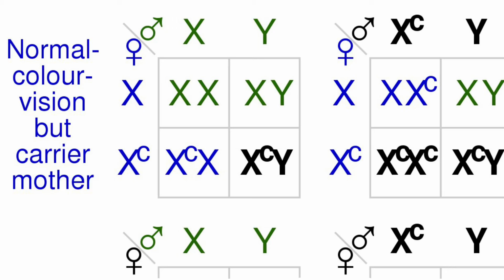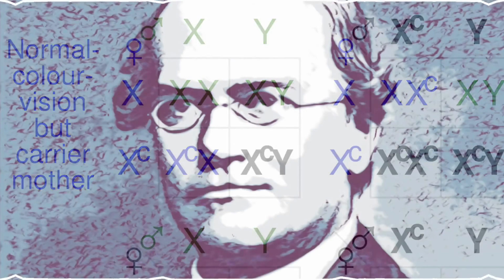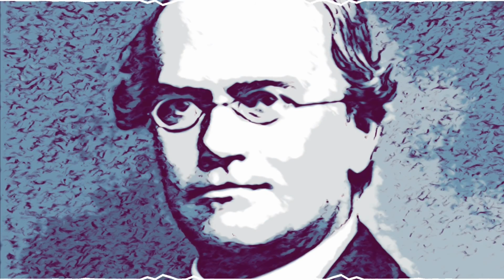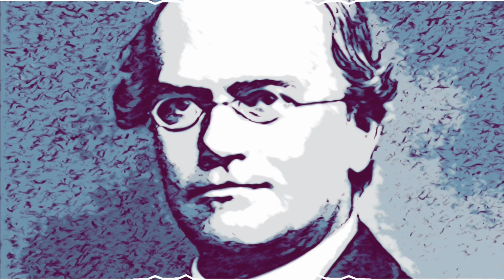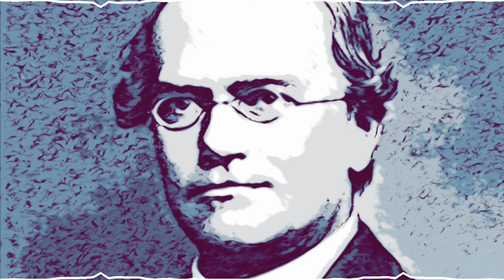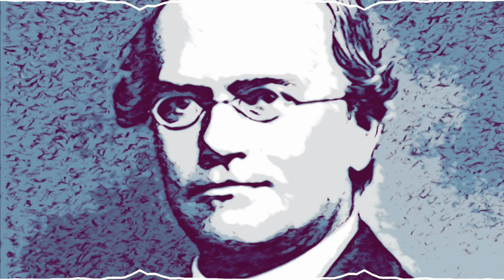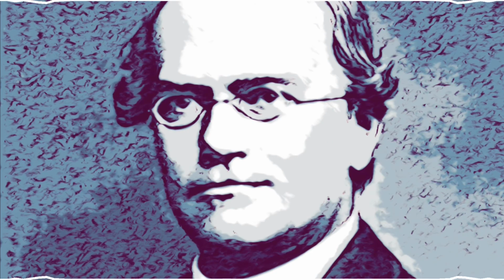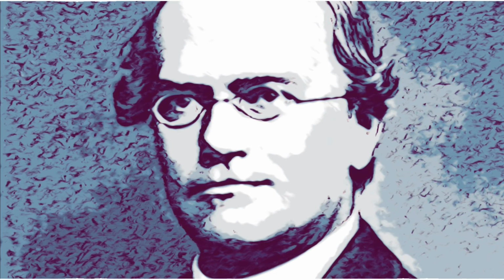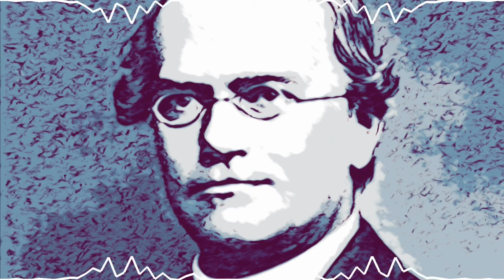A popular way to get a basic idea of inheritance is the use of a Punnett square. The Punnett square is never 100% accurate, but it gives a basic idea of the possible outcome. I think that's all the time we have. So let's finish off with a quick summary before we have to go.